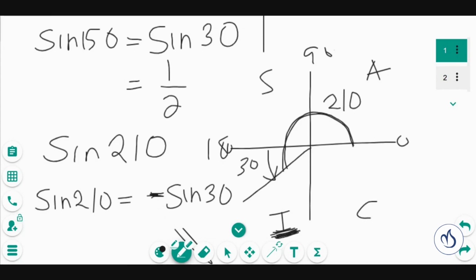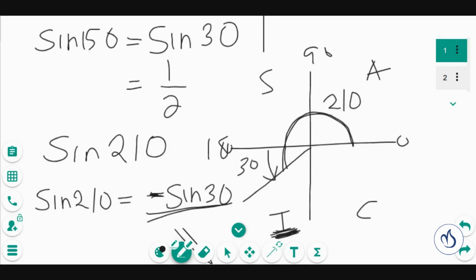Are we following up to that point? Very good. So the sine of 30 in the first quadrant is the same value as the sine of 150 in the second quadrant, and is similar to the sine of 210 in the third quadrant. The only difference is that in the third quadrant, sine is negative, only tan is positive, and that causes this small change.